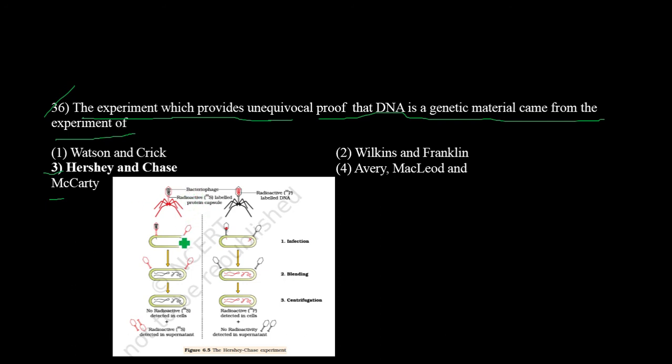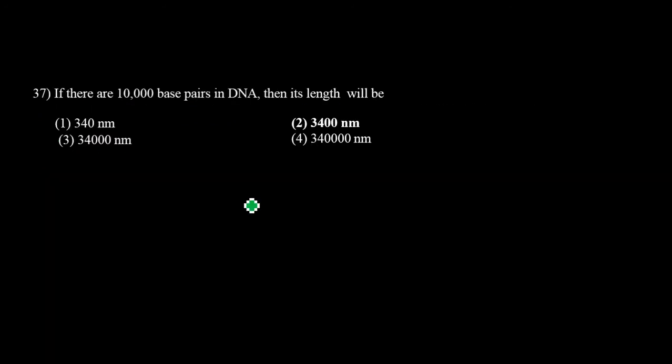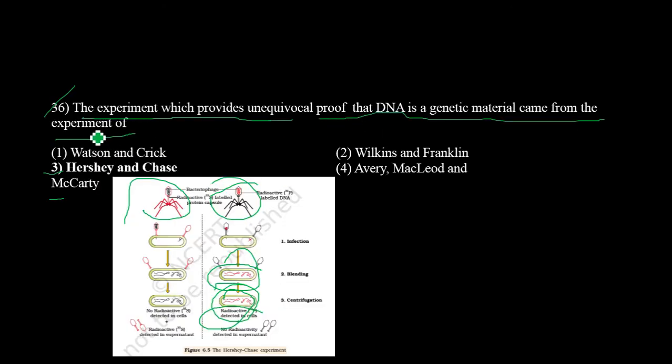In the Hershey and Chase experiment, they gave proof that DNA is genetic material. Why? Because the DNA is the infective material in bacteriophage. Only this DNA enters the cells, and after that they identified radioactive DNA inside the cells. Okay, viral DNA is present inside the bacterial cells. Based on that, they proved that DNA is the actual genetic material. Okay, hence for question number 36, option 3 is the correct answer.